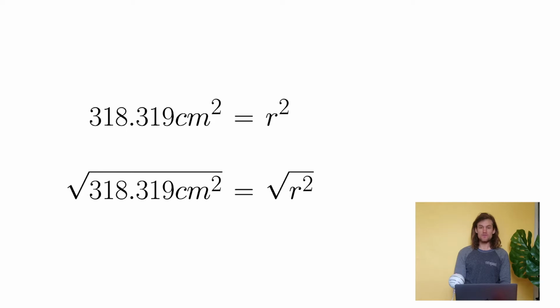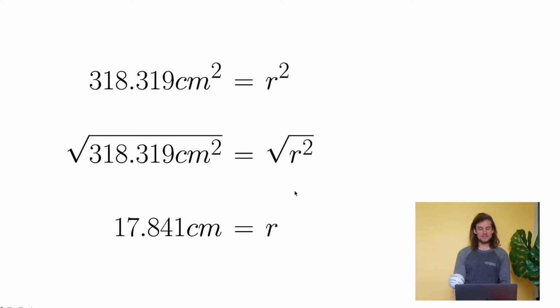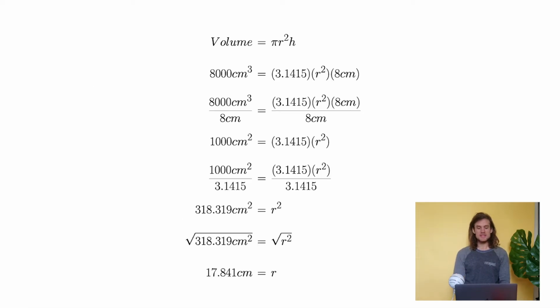And here we go. Last step is to take the square root of both sides. So we're going to take the square root of both sides, and we're going to end up with radius equals 17.841. And there you go. That's what you do. Here is the entire process, all 4 or 5 steps there. So if you need to pause the video and look at that, you can see it. Otherwise, you can see the step-by-step process if you want to rewind a little.